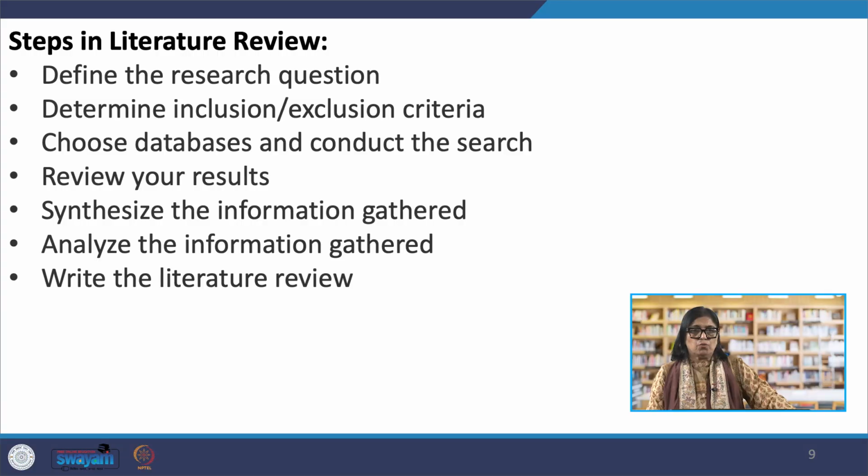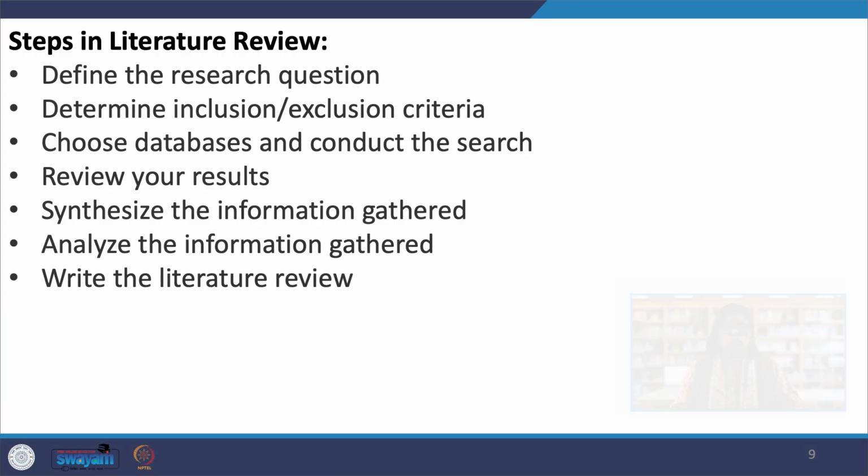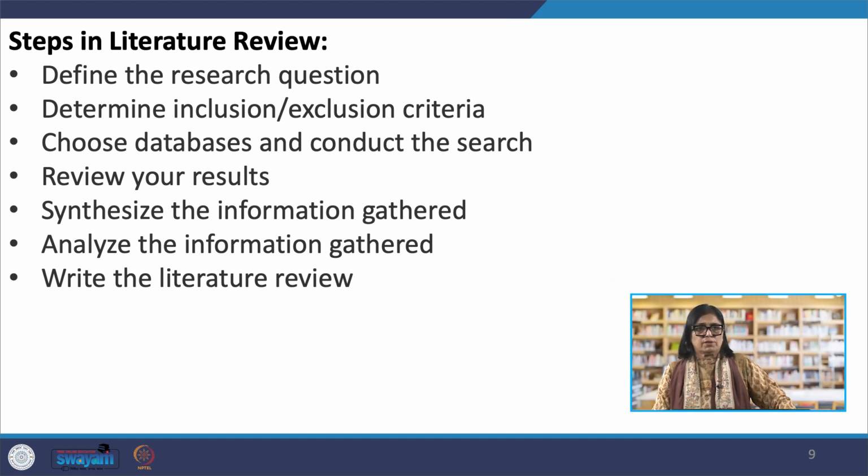Now, the different stages, as we have already defined, but let us look again at defining the research question. What you need to do is some exploratory searching of the literature to get a sense of the scope, to determine whether you need to narrow or broaden your focus. Identify databases that provide the most relevant sources and identify relevant terms. Finalize your research question. Determine inclusion and exclusion criteria. Think about relevant dates, geographies, and conflicting points of view. Choose databases and conduct the research.